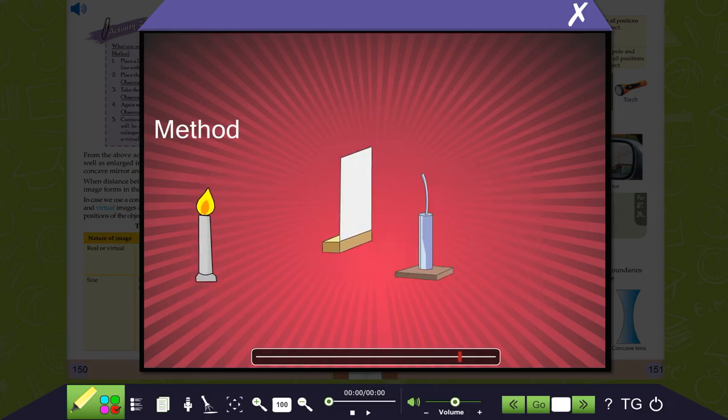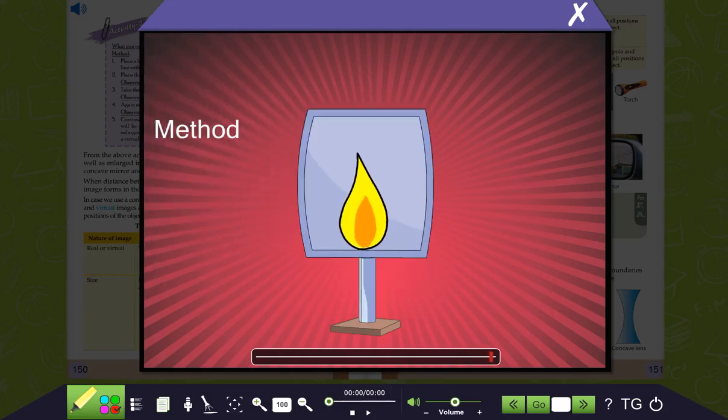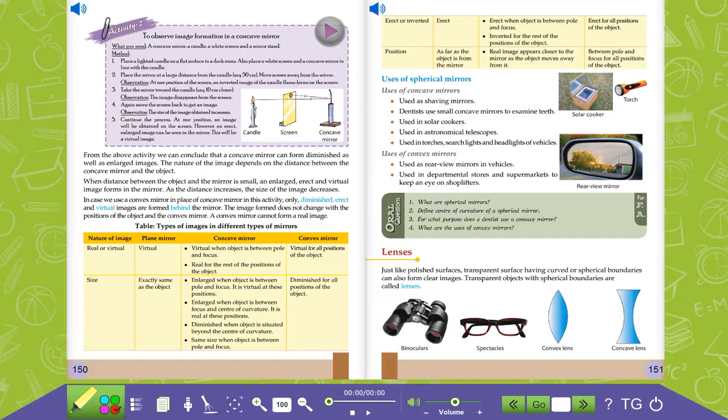5. Continue the process. At one position, no image will be obtained on the screen. However, an erect enlarged image can be seen in the mirror. This will be a virtual image.